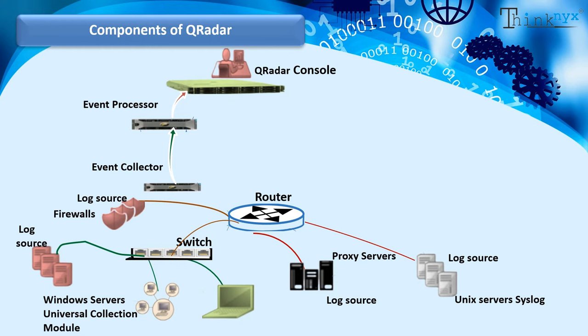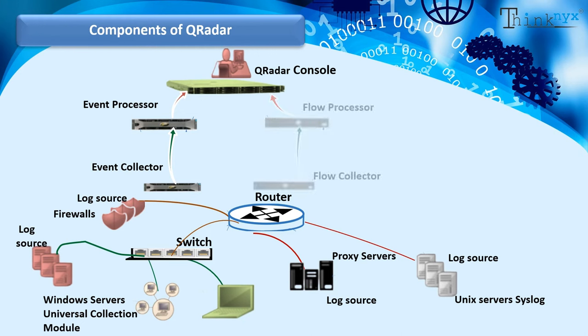QRadar Event Processor processes events that are collected from one or more event collector components. The event processor processes events by using the custom rules engine, CRE. If events are matched to the CRE custom rules that are predefined on the console, the event processor executes the action that is defined for the rule response.